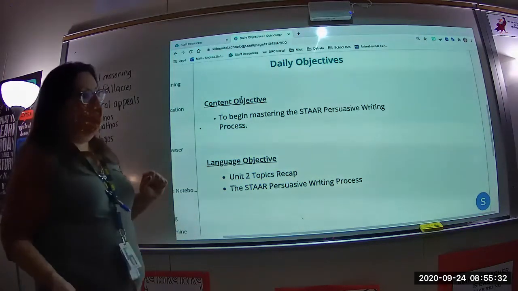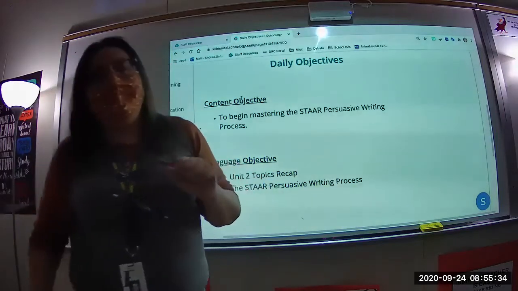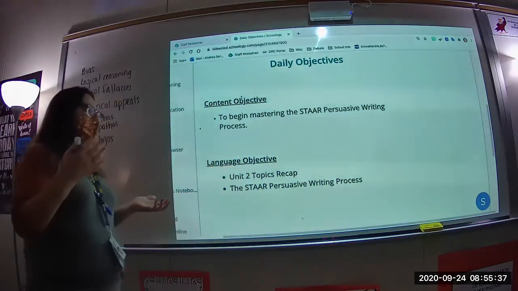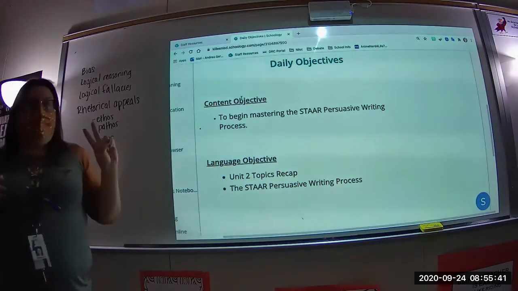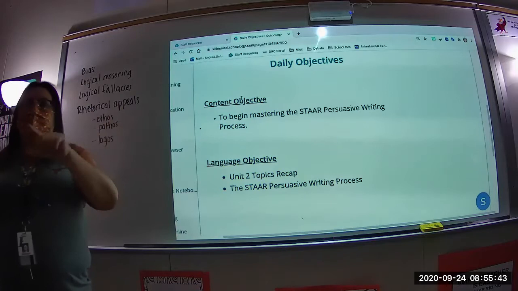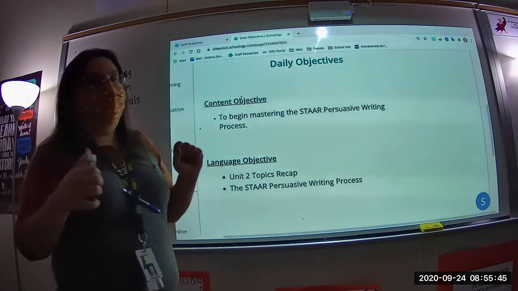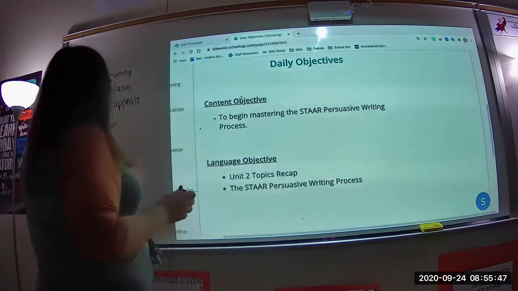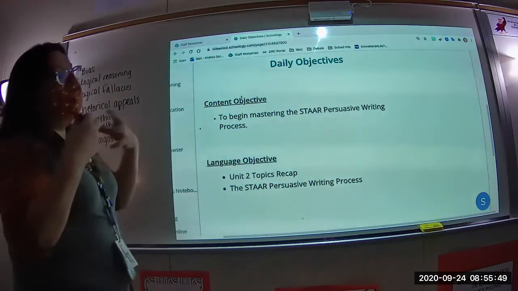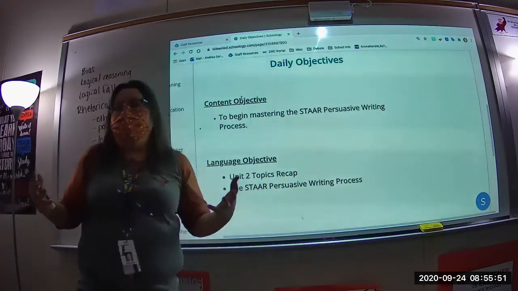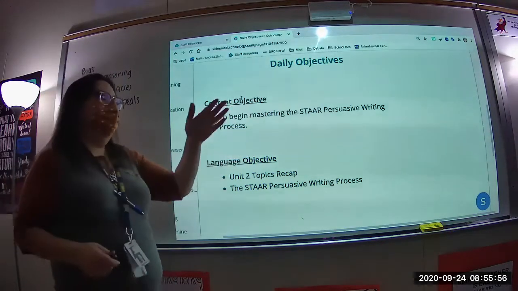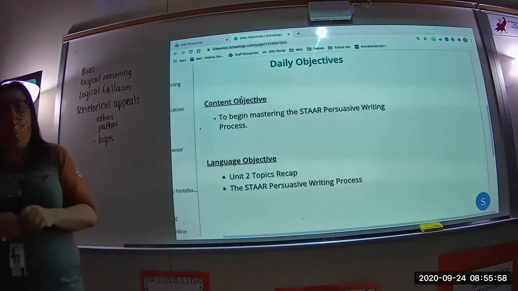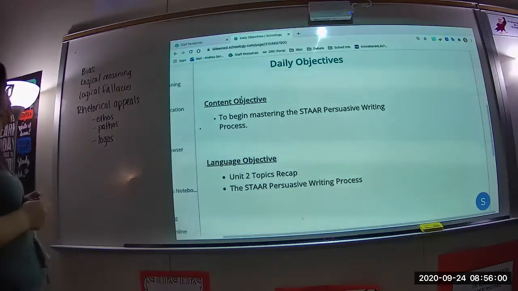Logos appeals to my logic, right? Which is the way of thinking. So you're gonna appeal to that through what? Facts and statistics, right? And personal experiences that I have firsthand knowledge of, those are considered facts, right? But that is different than saying, well, so-and-so said, right? That's not as credible. Okay. Any questions about these?